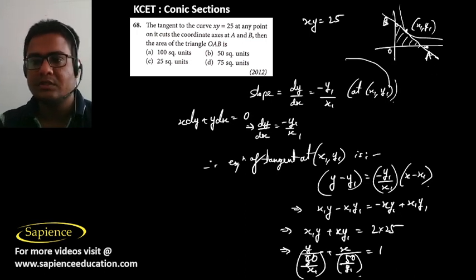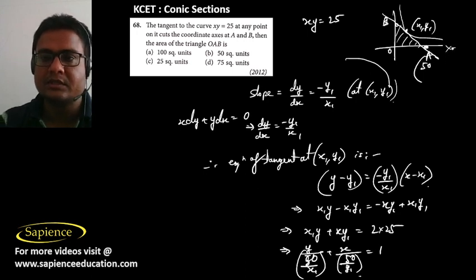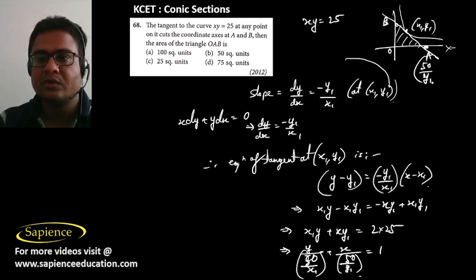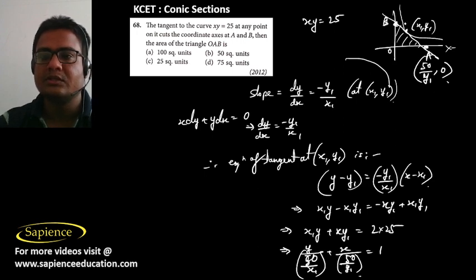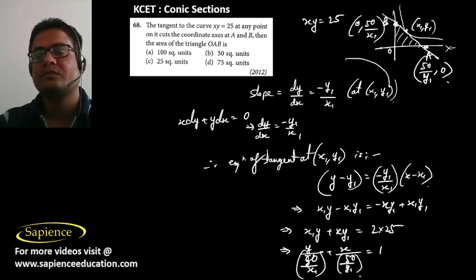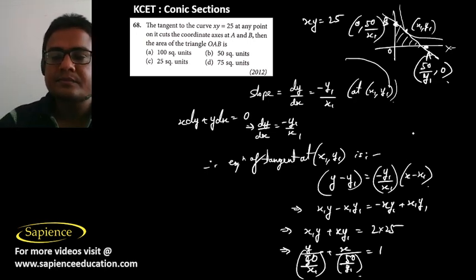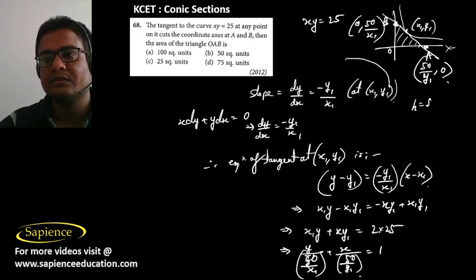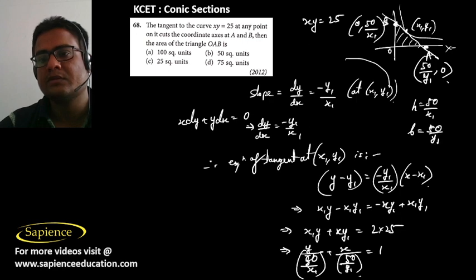So its x-intercept is 50 by y1. Therefore the coordinates of the point A where the tangent intersects the x-axis is (50 by y1, 0), and the point at which this tangent intersects the y-axis will be (0, 50 by x1). So therefore the height is 50 by x1 and the base length is 50 by y1.